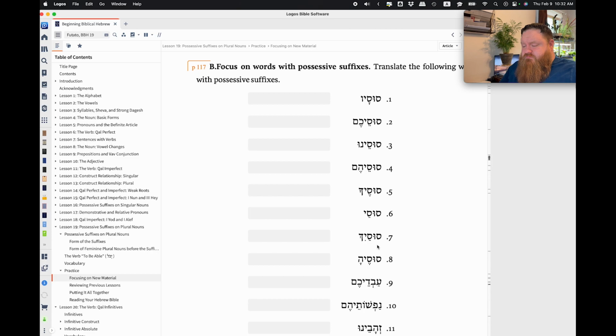Number 7, very similar to number 5, except it is 2fs now. So this is your feminine singular. Again, here, this is going to be horses, your horses, because we've got this eich suffix. I'm pretty sure that it would be susech, but let me check that here if it were your horse.